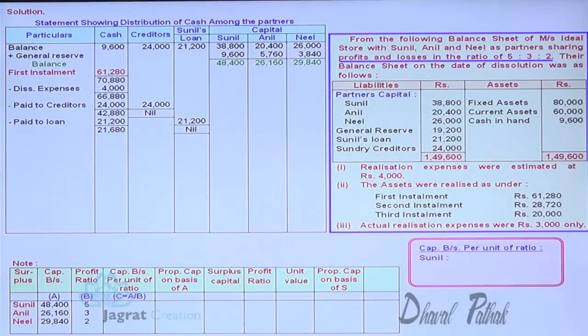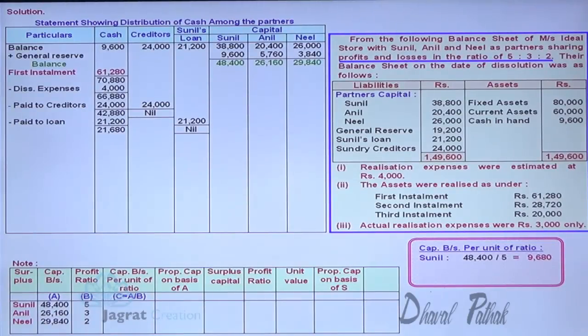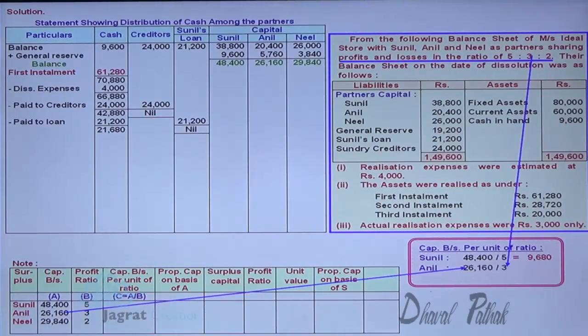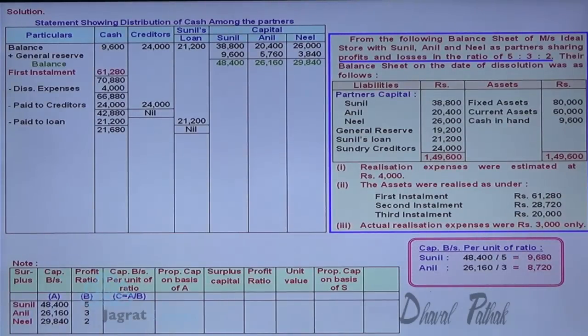So Sunil's contribution is 48,400 divided by 5. So per 1 unit of profit, his contribution is 9,680. Anil has contributed 26,160 divided by 3. So his contribution for 1 unit of profit is 8,720, and the contribution of Nil per unit of capital is 14,900.